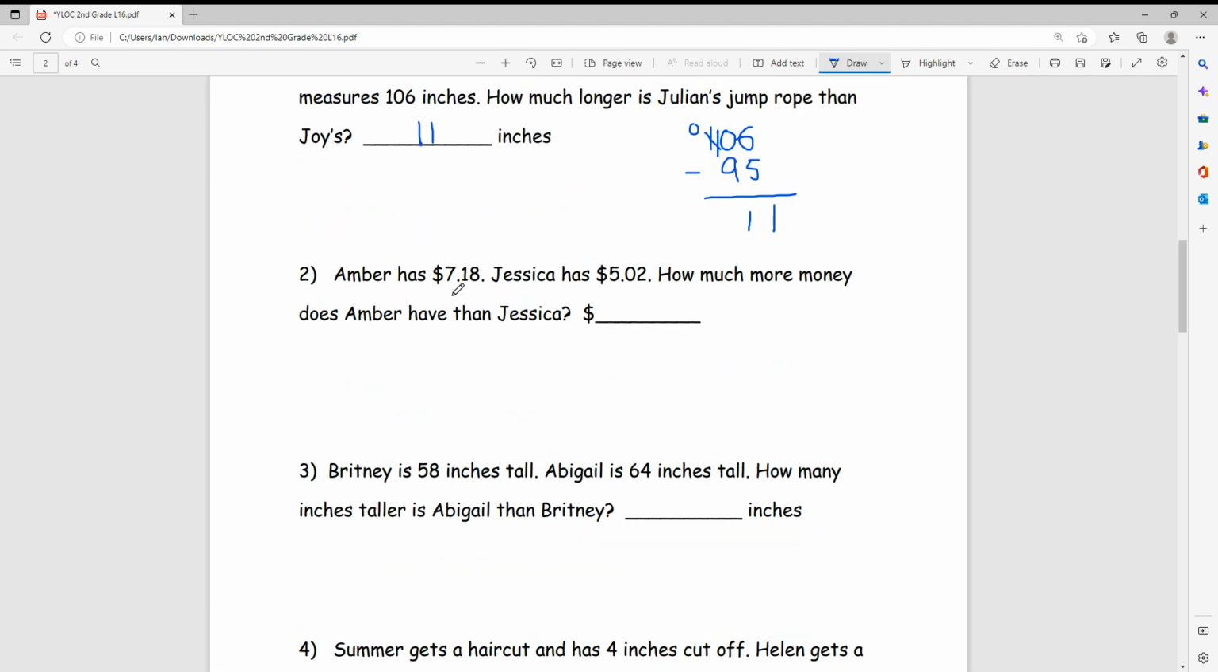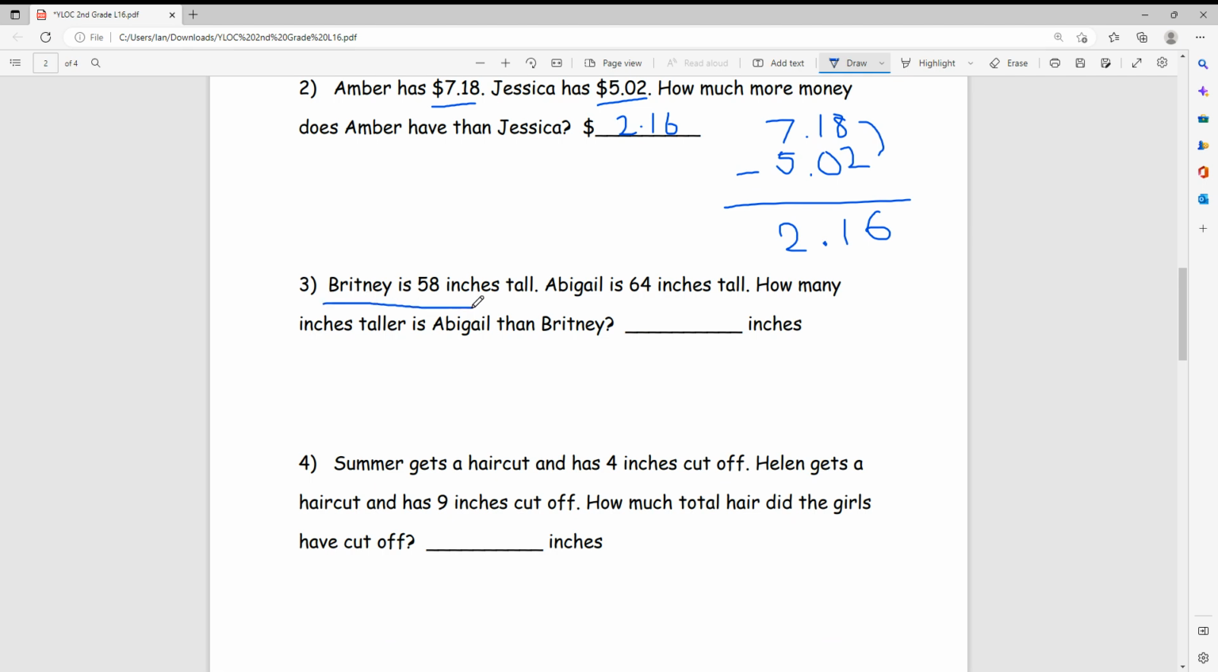Number 2, Amber has $7.18. Jessica has $5.02. How much more money does Amber have than Jessica? We want to know how much more, so we're doing subtraction again. 7.18 minus 5.02. 8 minus 2 right here is 6. 1 minus 0 is just 1. Let's add our dot right here to make sure. 7 minus 5 equals 2. So it would be $2.16.